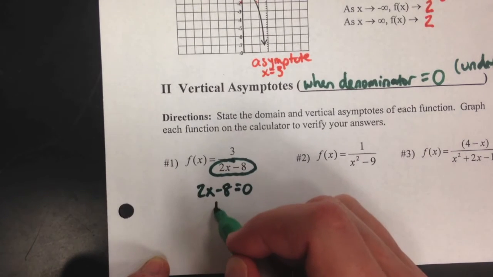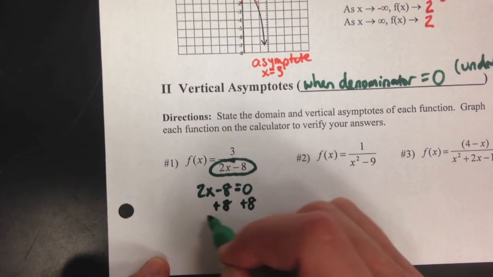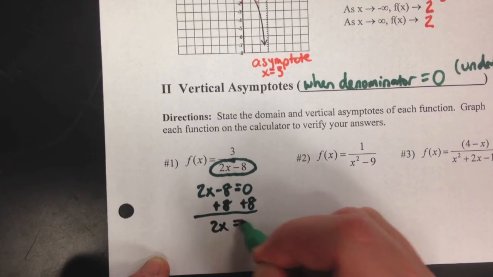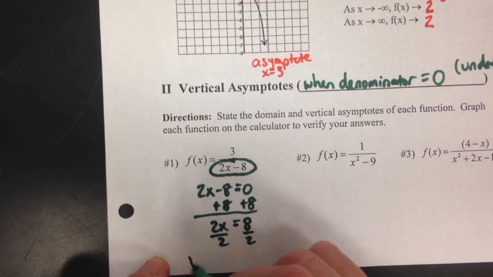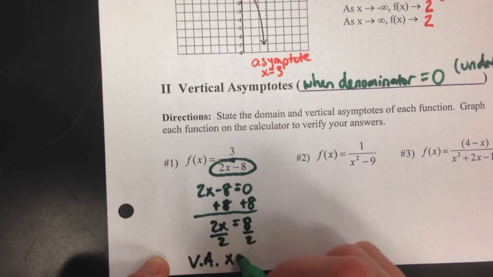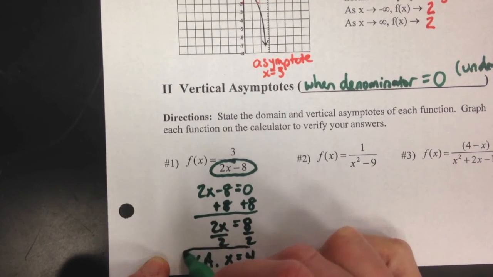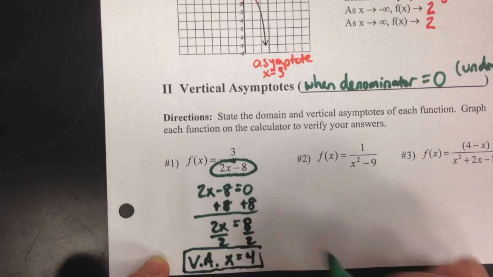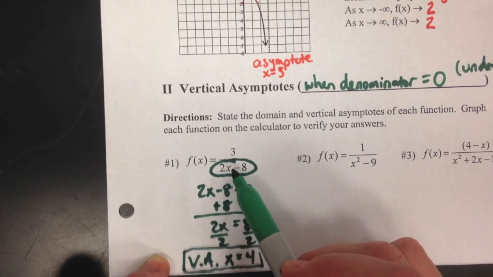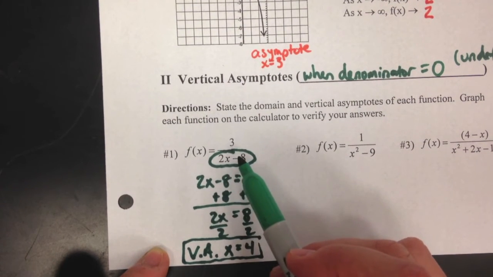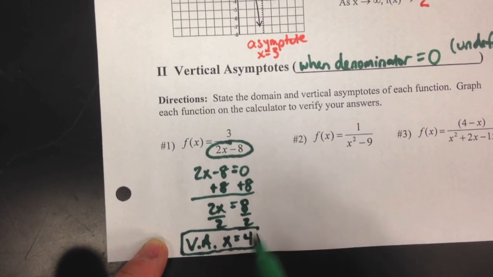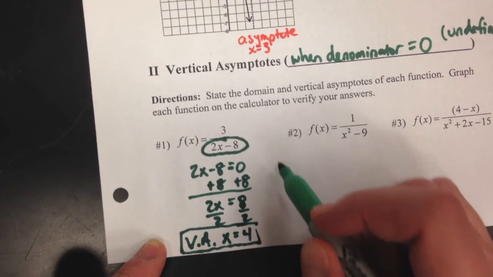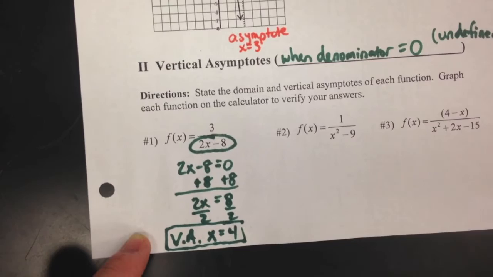Well, let's solve an equation. Plus 8, plus 8. So we get 2x equals positive 8. Divide by 2. There's a vertical asymptote for the line x equals 4. If I plug in a 4 for x, I get 2 times 4 is 8 minus 8. I get 0. I cannot divide by 0. That's undefined. That is where we would have a vertical asymptote. So if you were graphing it, you would draw a vertical line where x is equal to 4.